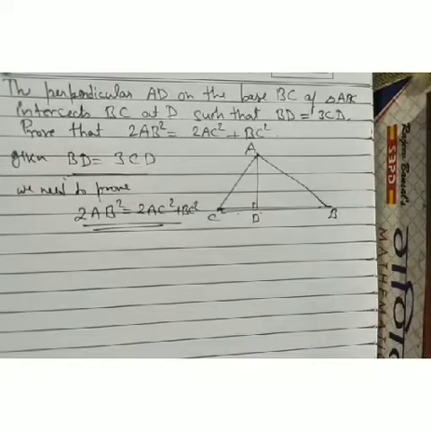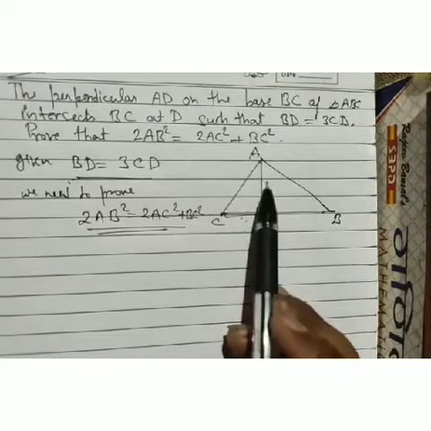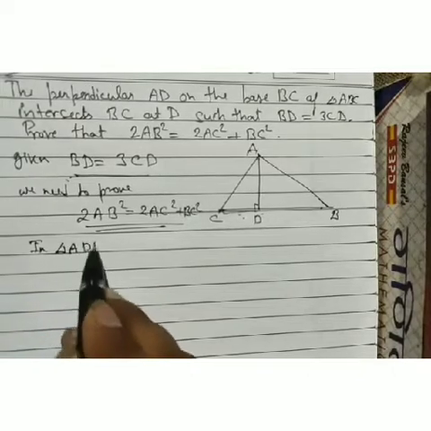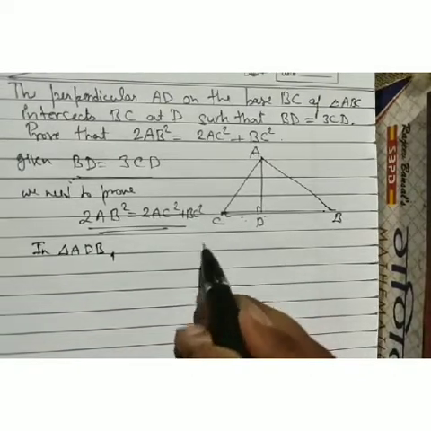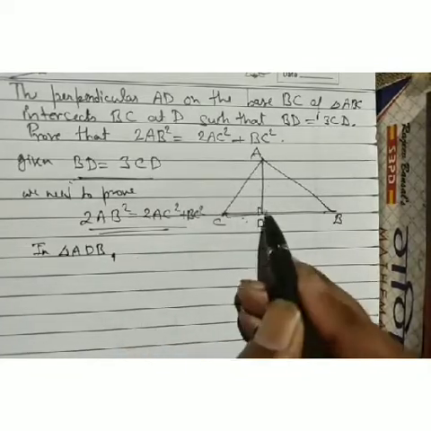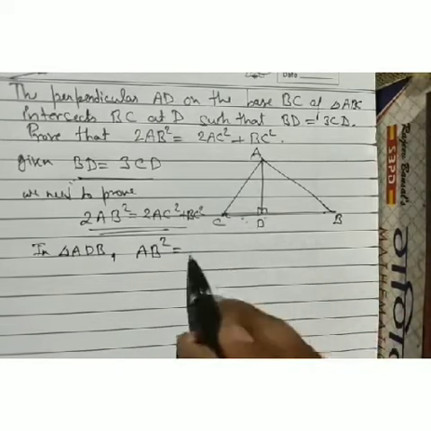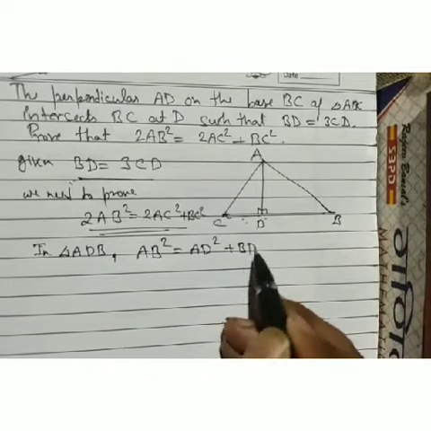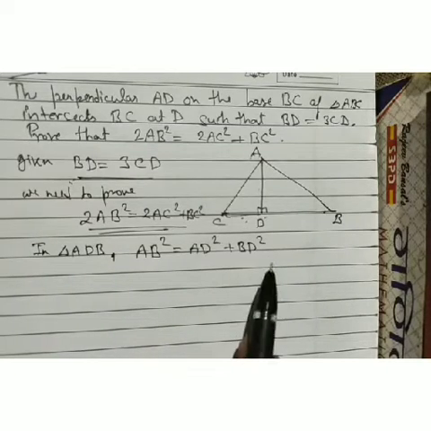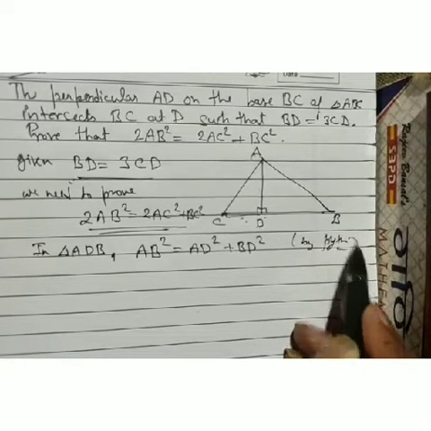Now we are just going to apply the Pythagoras theorem, since our chapter is based on the Pythagoras theorem. Then we have a right angle triangle ADB. In triangle ADB, this is our 90 degrees, then AB is the hypotenuse. Then we have AB square is equal to AD square plus BD square, by using our Pythagoras theorem.